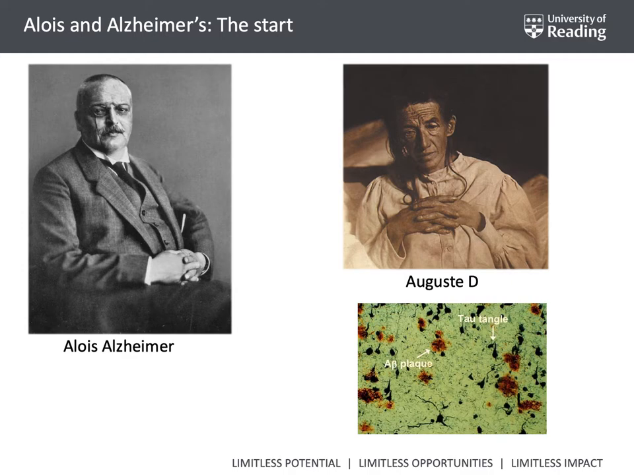Yes, so this is all post-mortem, after she passed away, slicing the brain to section it and stain for these plaques and tangles. In essence, we knew that these plaques and tangles existed, but we didn't know what they were, how they got there, or how they started to accumulate within Augusta D's brain.